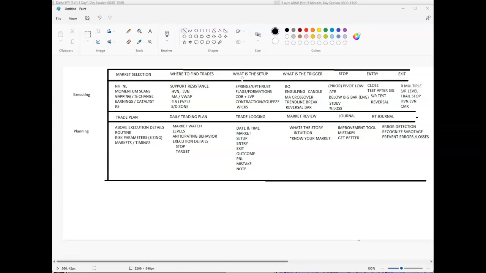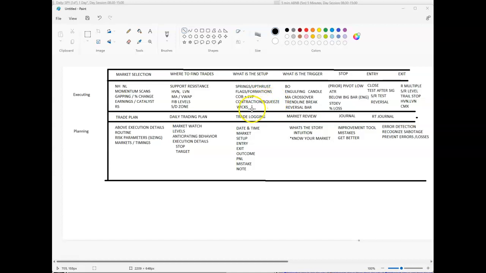What is the setup that you're looking for at support and resistance, at the HVN or LVN, at the VWAP, at the 60%, at the supply demand zone? So this is the next step. What is the setup? So for some, they will use springs and upthrusts, right? It's notorious to use springs and upthrusts at support and resistance levels. They just go hand in hand. Others will use flags. There's some bull flag or bear flag or some coil or apex or some tightening, some contraction or some squeeze indicator.